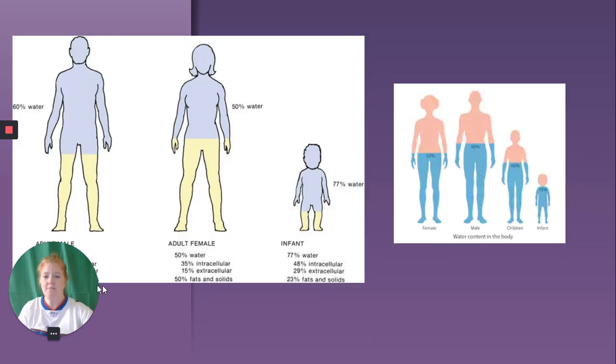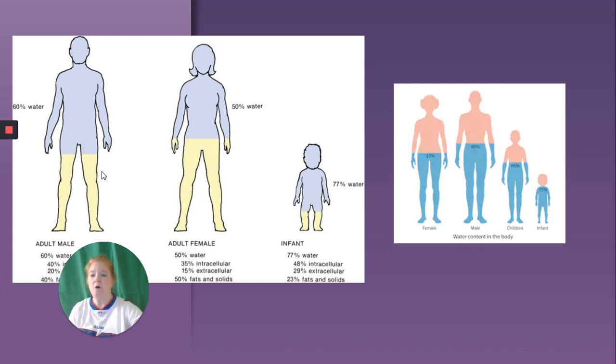So here in this visual, you can see the difference between adult males, adult females, and children and infants. And you can see that in adult males, it's slightly more, about 60% water as compared to adult females. And the reason for that is that in adult females, there is a higher fat content, less in males. And a lot of that is related to childbirth. And then in infants, the amount of water by mass is the highest.